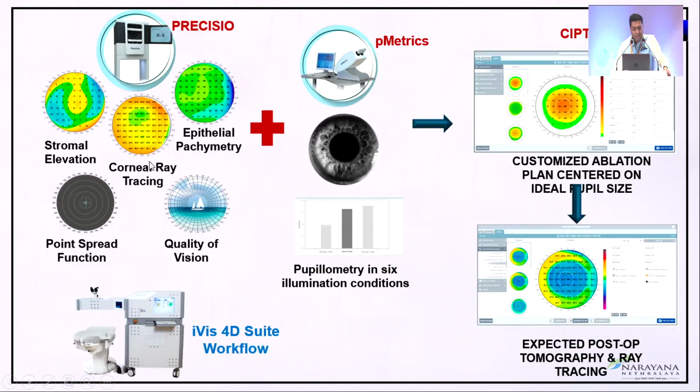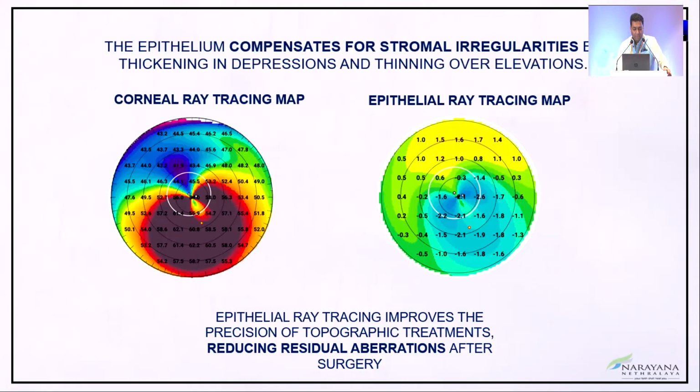The area we are working in is with a company called IOS. They have their own machine here. If you are interested, they use a Precisio, which is their ray tracing aberrometer. They put a lot of effort into the pupil size. They use 8 different pupil conditions to get the right optimal size, and their optical zone is based on that ideal pupil size. And this is a ray tracing of your epithelium, in terms of a refractive map.